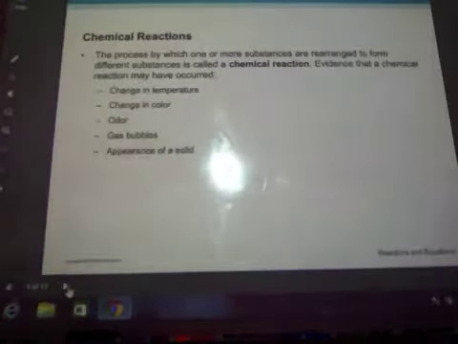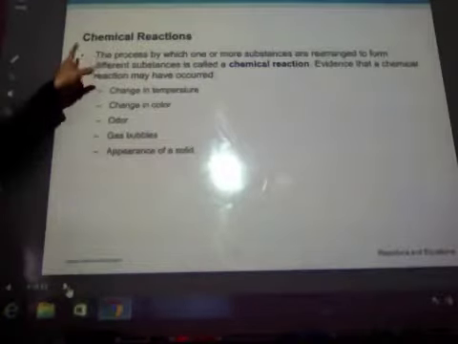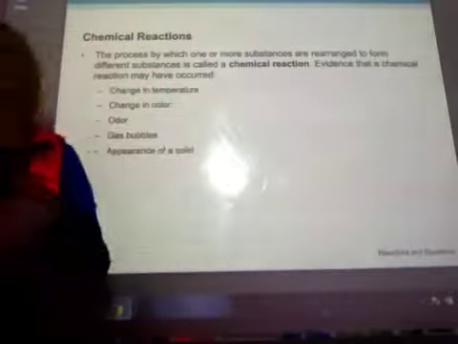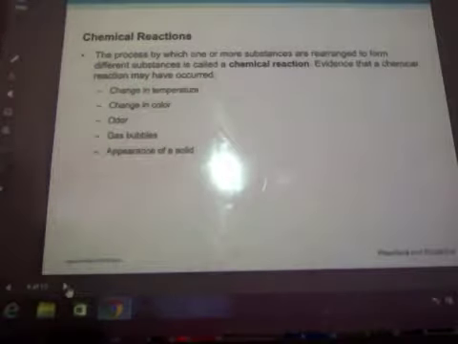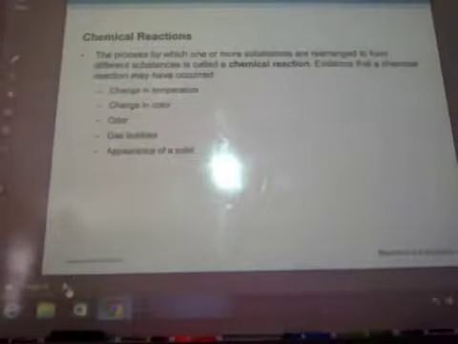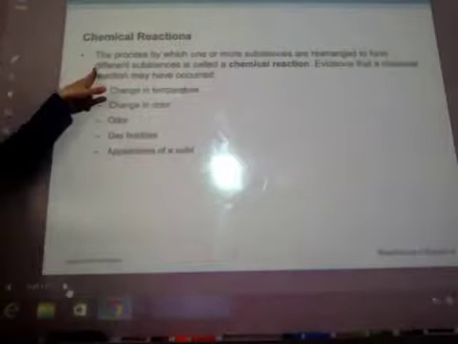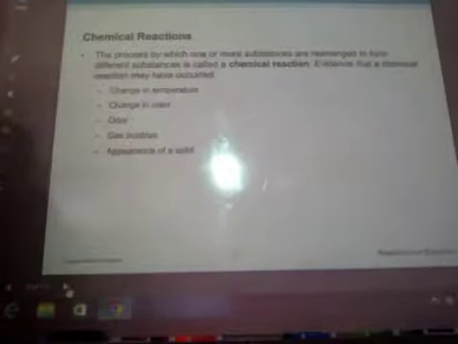So, a chemical reaction is the process by which one or more substances are rearranged. And that word rearranged is a very important word. It's not taken away, nothing is added, things are just rearranged to form something different, and that's called a chemical reaction. Right now you have multiple chemical reactions happening in your body.